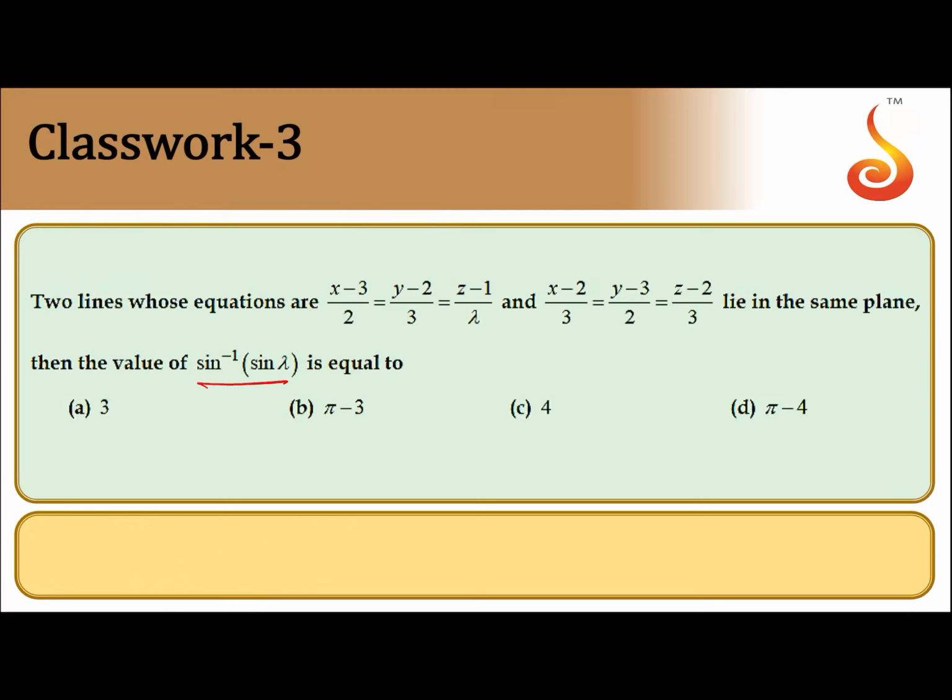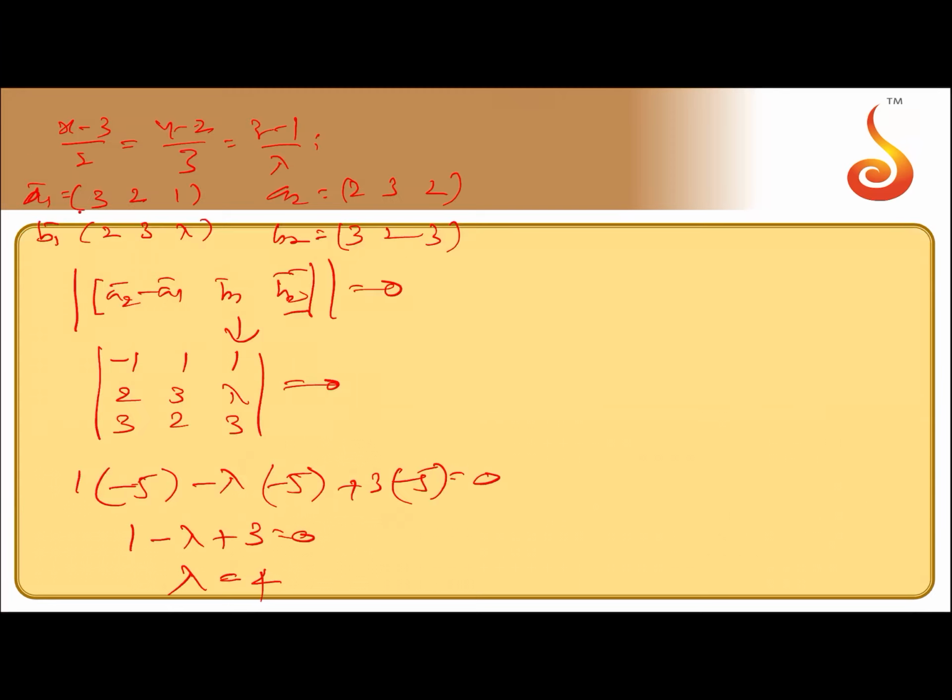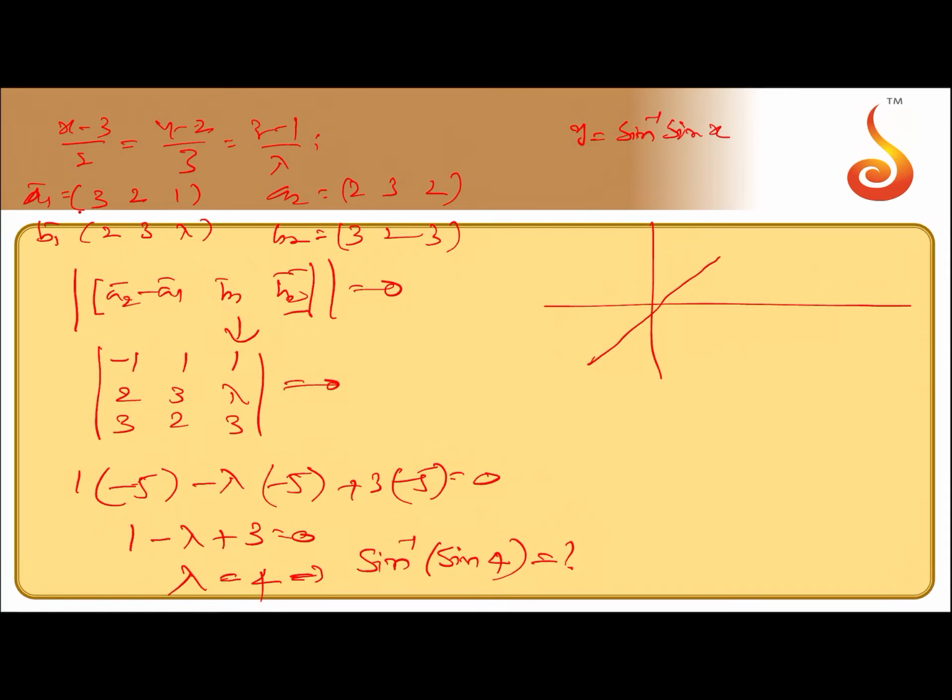Once you get lambda, I need to calculate sine inverse of sine of the lambda value, that is, sine inverse of sine 4. How much is the value? According to the sine inverse of sine x, when you take up the graph, let me take y is equal to sine inverse of sine x. The graph looks like this. These are the lines we'll be getting. This is the y equals x line and this passes through the point pi.